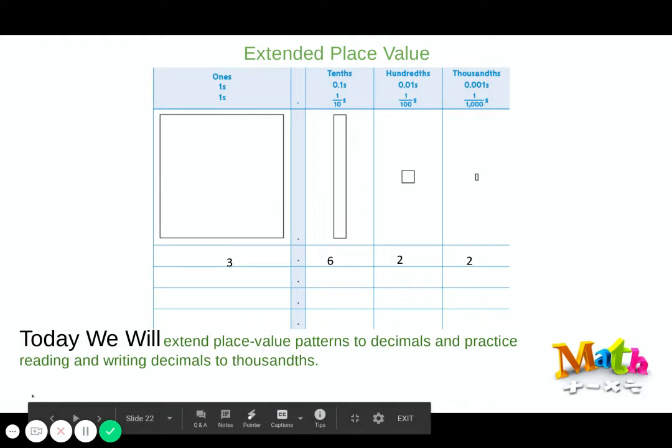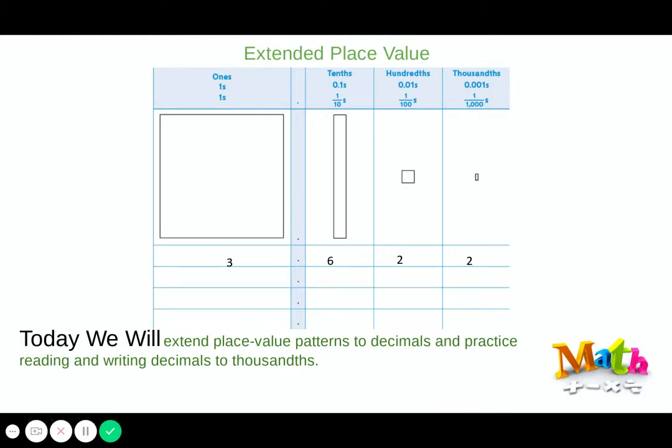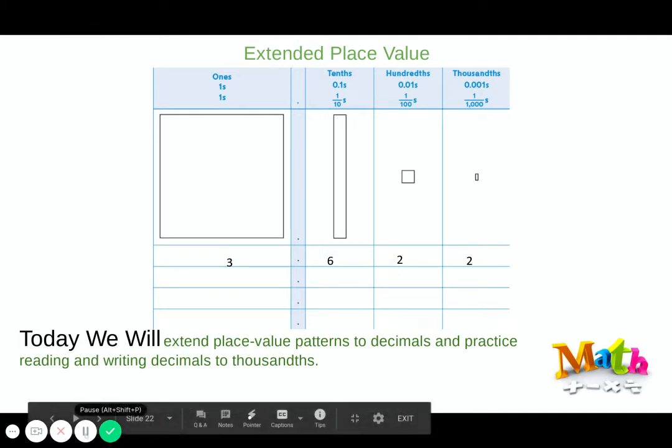So in this example, we've taken the 3.622 and placed it on our chart. As you can see, the 3 is in the ones place, the 6 is in the tenths place, the 2 is in the hundredths, and then the remaining 2 is in the thousandths. So now let's go ahead and see how we would write out that decimal.